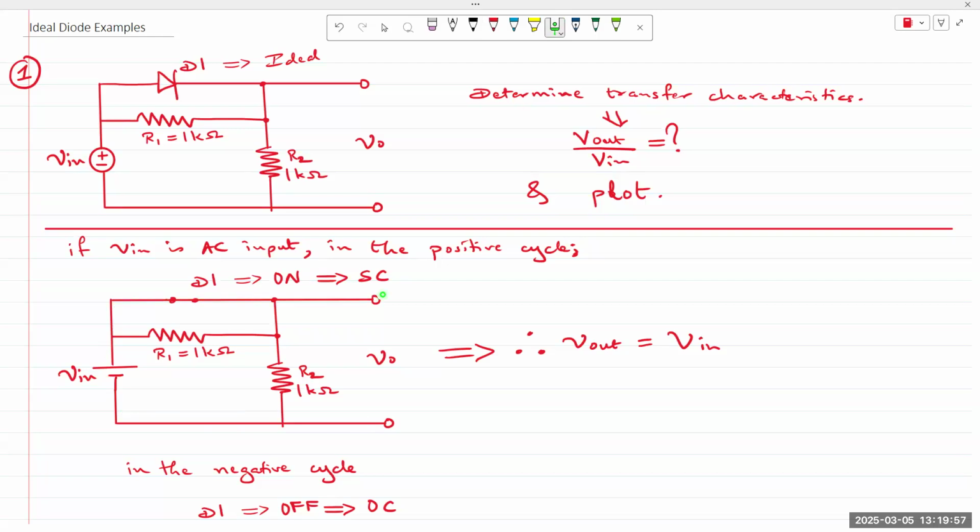So these are fundamental principles, and we keep them in mind and simply apply them to our circuits. We already know ideal diode: forward bias, short circuit; reverse bias, open circuit. Then we have to determine whether it's open or whether it's short.